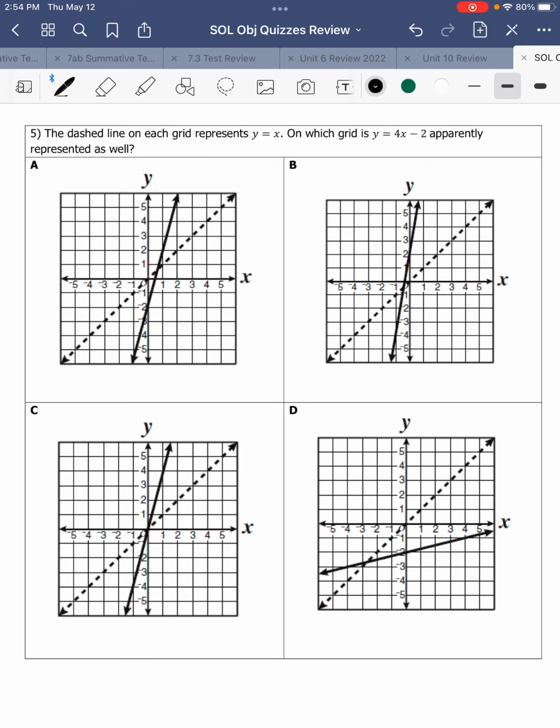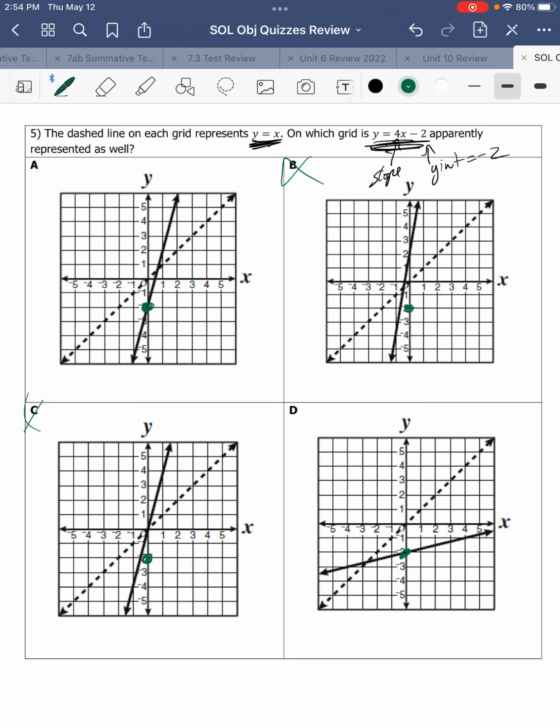The dashed line on each grid represents y equals x. On which grid is y equals 4x minus 2 also represented? So y equals x, we'll put that in Desmos, and then we'll put y equals 4x minus 2 in Desmos. You could also look here, that is your y-intercept at negative 2. So we have to figure out which of these graphs has a y-intercept of negative 2. Well, here it does. This one does not, so B can't be right, and that one can't be right either.